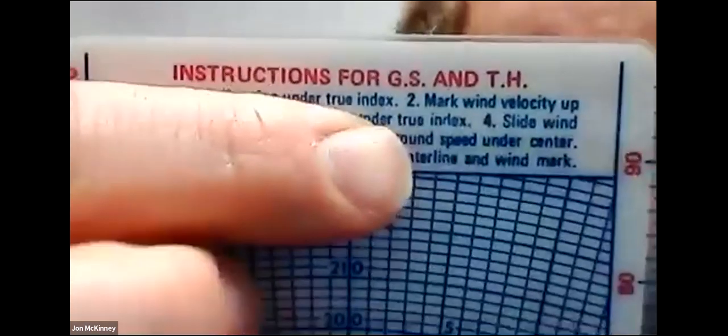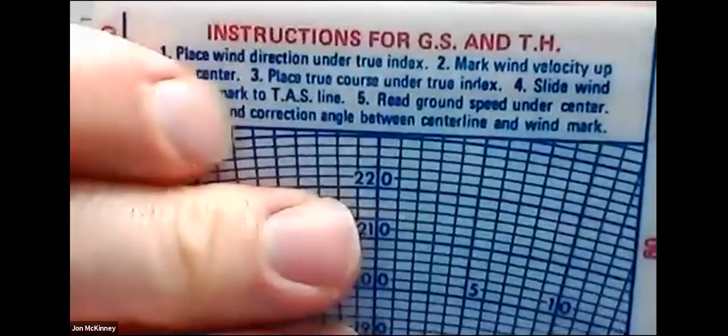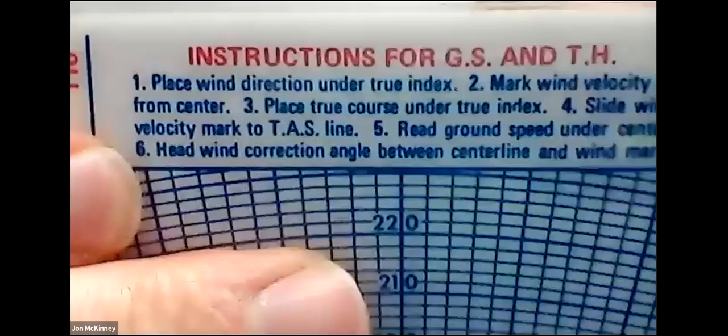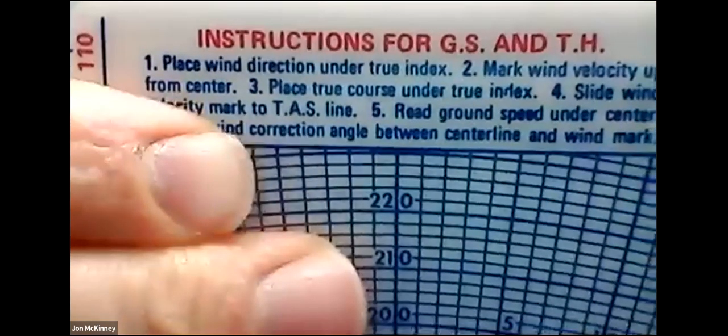Sure. And then you just keep reading the directions. It says, read ground speed under center, which is what I said. It says headwind correction. It's backwards, gosh. Wind correction angle between center line and wind mark. So, in this case, the wind is from the right. You see here's 10 and here's 0. So in this case, it looks like you'd have to correct about 6 degrees to the right to account for that. Gotcha. And that makes sense, we said that our ground speed was going to get slowed down.